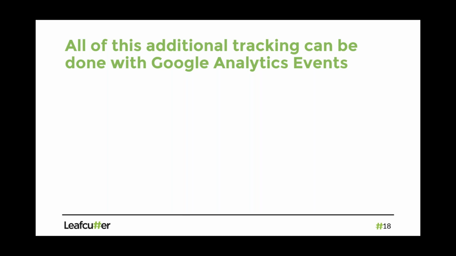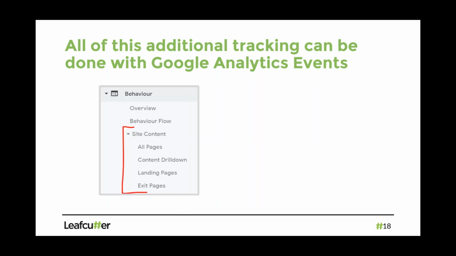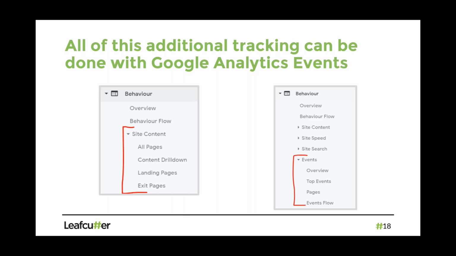All right, so all of these additional interactions that we want to track are done with what's called a Google Analytics event. So there are page views and events. They're just different types of interactions. In your reports under behavior, you have site content. That's where all the page views live. And then there's also this events group of reports, and that's where all the event interactions live. There are one or two other interactions, but these are going to be the bulk of what you might track on your website.